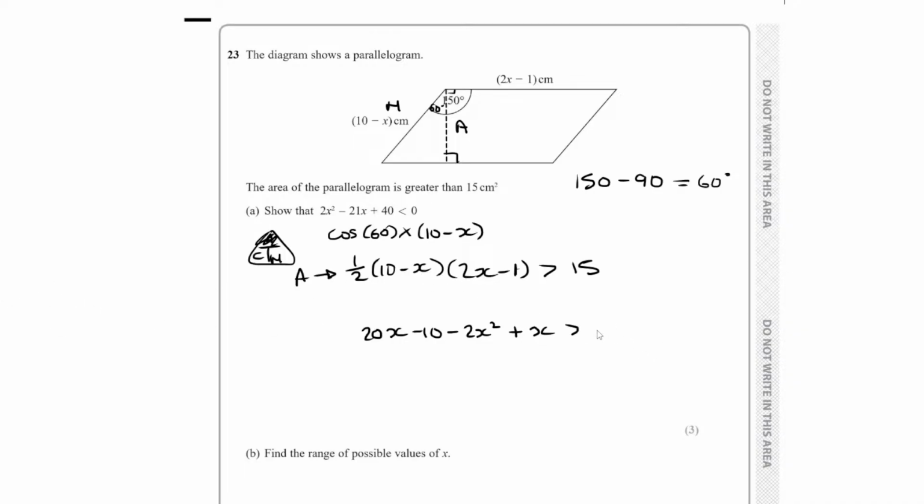Plus x 30, and then just rearrange it to what they've got. Now they've got a positive 2x, so I'm going to move everything to that side to make it positive. So that would leave me with 0 = 2x squared minus 21x plus 40. You see how I get the same thing? I know mine's left and right the other way around.